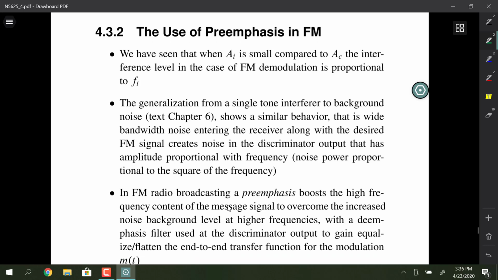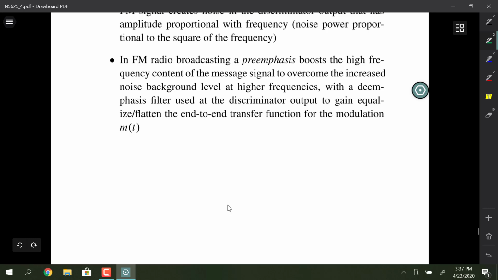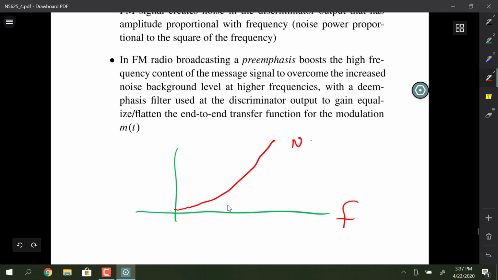So now we're talking about how we saw with the tone jammer, and we're seeing with the noise in the Jupyter Notebook, that the interference is proportional to the frequency of the jammer, or just with general noise, we're seeing that it tends to look like this. As F gets higher, the noise at the output of the discriminator gets bigger and bigger and bigger.